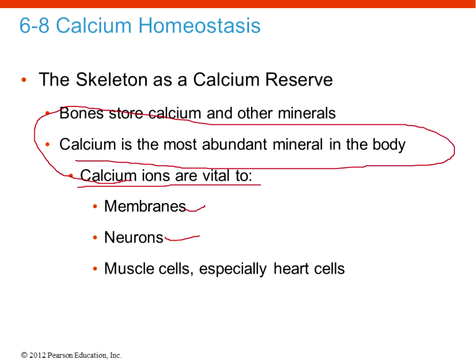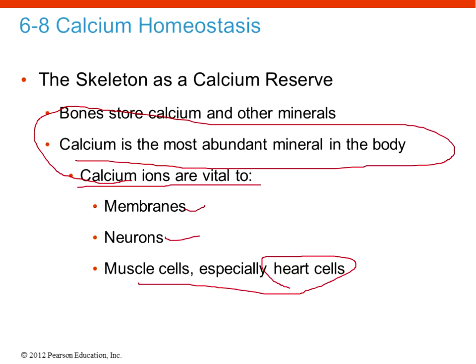And calcium is vital to membrane function, neuron function, muscle cells. We'll look at muscle cell activity. It's significant. Without calcium, basically muscle contraction will not happen. So it's a really important ion in the body.